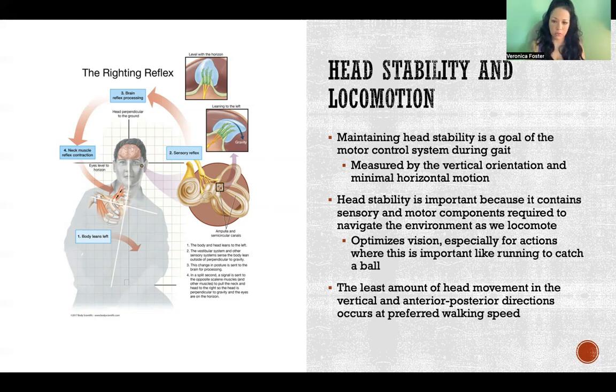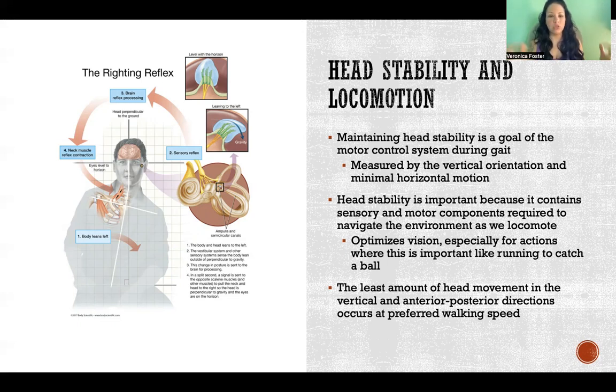That's especially important for actions where we're running to catch a ball or some kind of object. It's one thing if you just need your vision to run, but imagine you're trying to run and track a moving object and be able to position your hands correctly to catch the ball. So maintaining stable vision is especially important. The least amount of head movement in the vertical, the up and down, and the anterior-posterior directions, occurs at a preferred walking speed.